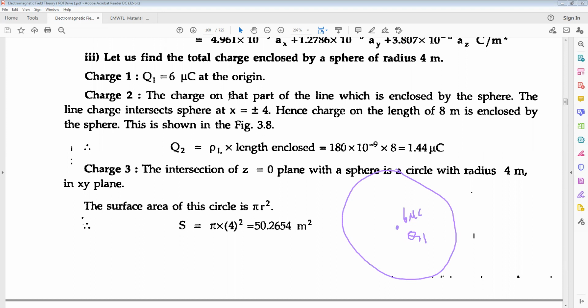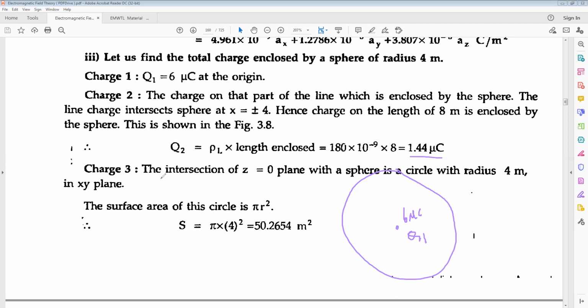And the second one, the charge on that part of a line which is enclosed by the sphere. The line charge intersects the sphere at x equal to plus or minus 4. Hence, the charge on the length of 8 meters is enclosed by the sphere. So Q2 is equal to rho L into length enclosed. This is the formula for the second one. Because it is given, what is rho L? It is 1 into 10 to the power of minus 9, and the total length is 8 meters. Okay, multiply that, we'll get Q2 for the line charge density.